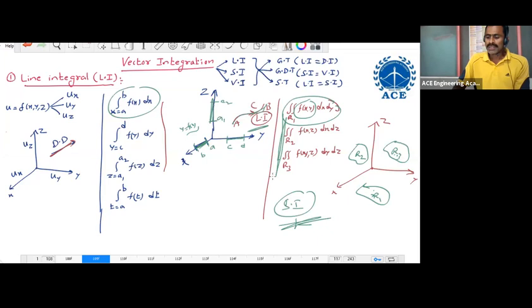In an easy way to find this line and surface integrals, we require these three transformations. For this, we require the volume integral. So line and surface integrals are work done and flux. Line is the work done, surface is the flux.